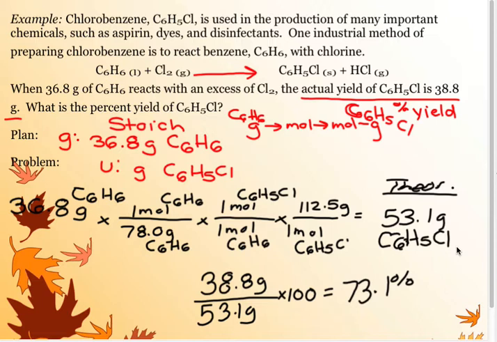Then to do the percent yield, what you do is you take the actual yield, which they told you was 38.8 grams, divide it by your theoretical, times 100, and they have only a 73.1% yield, which is not a very good yield. Now, maybe there's reasons for that. We don't know, but that would not be considered a good percent yield.